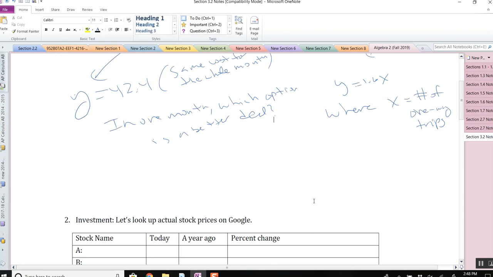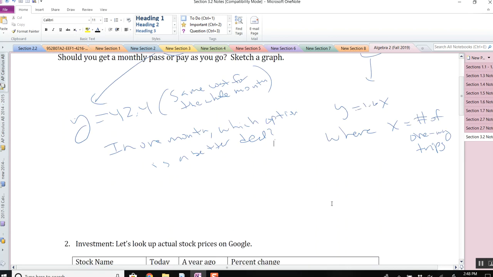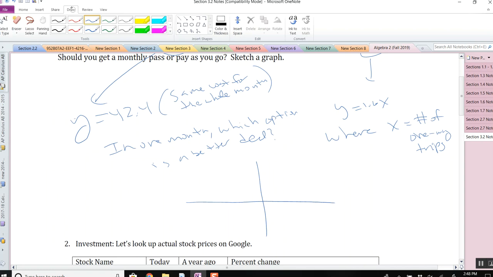So if I sketch a graph as we are suggested here, y equals 42.4 is just a horizontal line that looks like that. Whereas y equals 1.6x will have a y-intercept of 0 and a slope of 1.6. So ultimately they're going to intersect somewhere. And that's what we're interested in finding, the point of intersection.